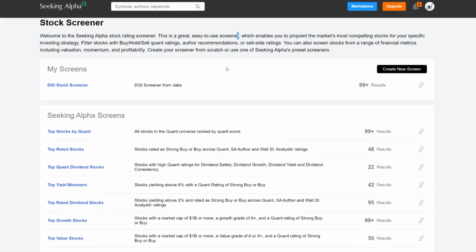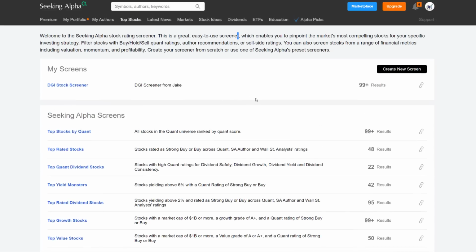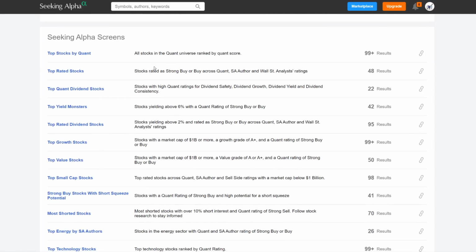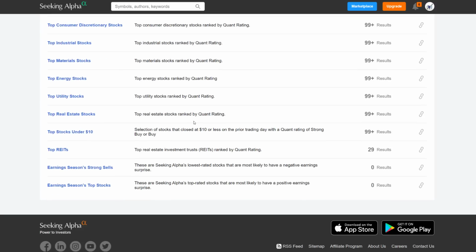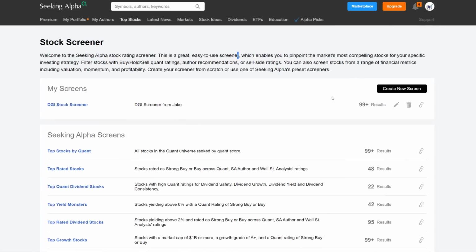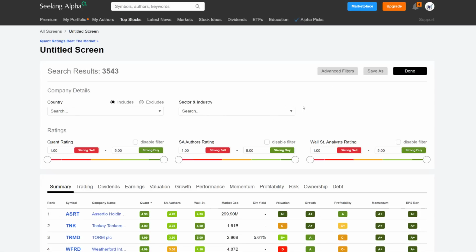Okay, and if you don't have any saved ones, which you probably won't have if you've never used this before, there's already some pre-built screeners in Seeking Alpha that you can take a look at. It's kind of cool to play around with it. Or if you want, you can actually go and create your own screener and you can do it from scratch.